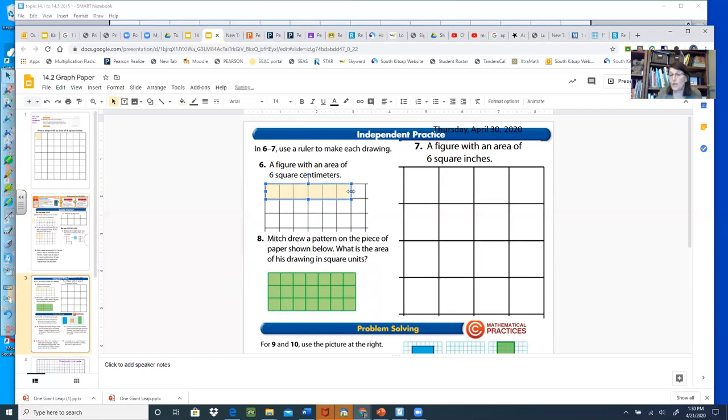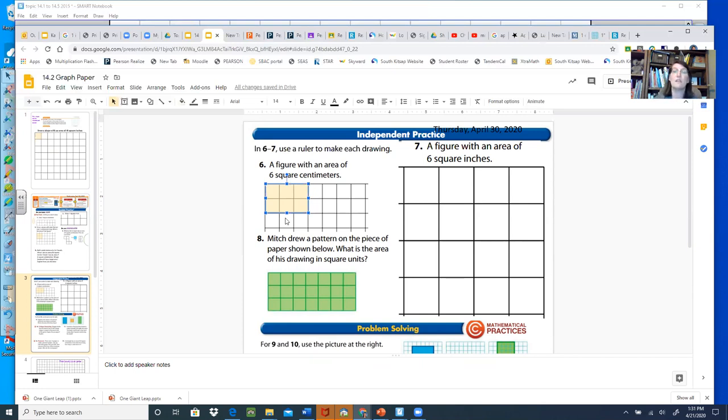1, 2, 3, 4, 5, 6. Whether you do a shape like that or whether you choose to go 2, 4, 6. You can do something a little funky, but it has to be a contiguous shape. You can't go one here, one here, one here, one here. You can't be all wacky. It has to be within itself. But if you're creative, you could do something like an L. But it has to have 6 square centimeters.